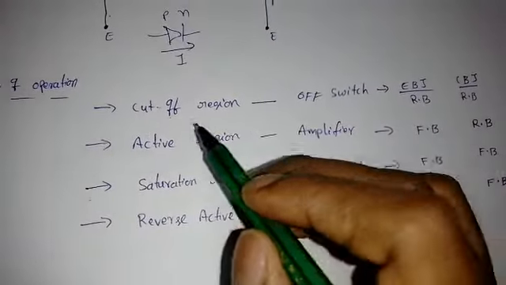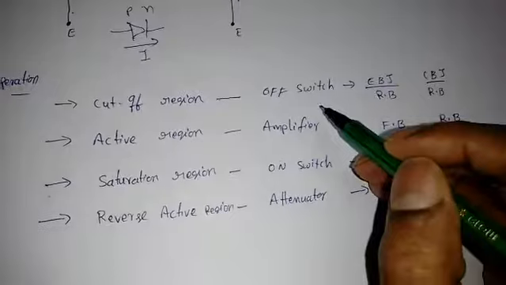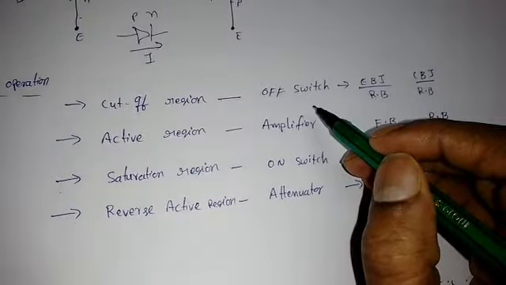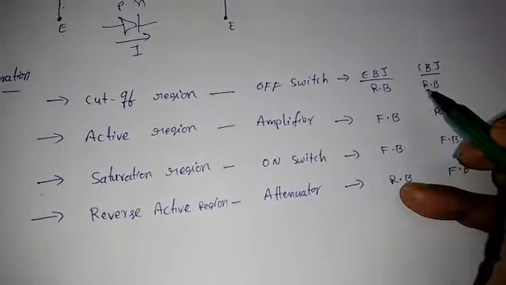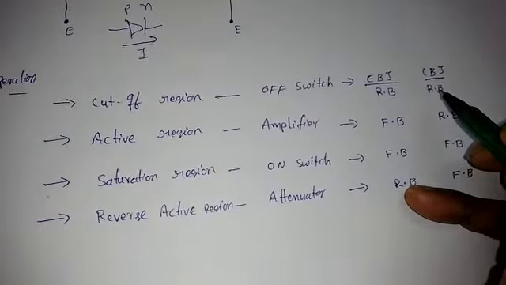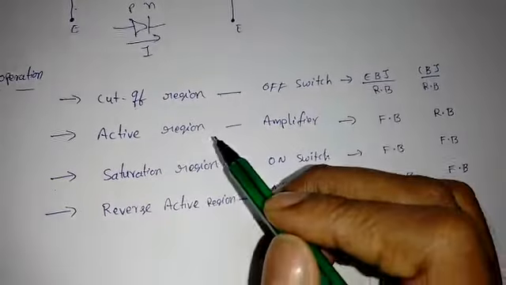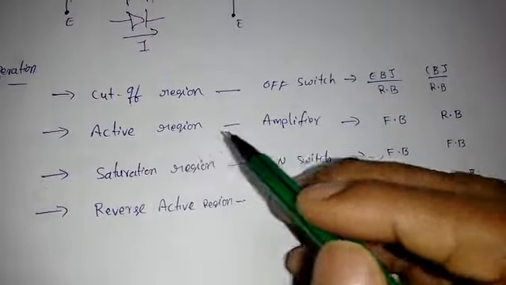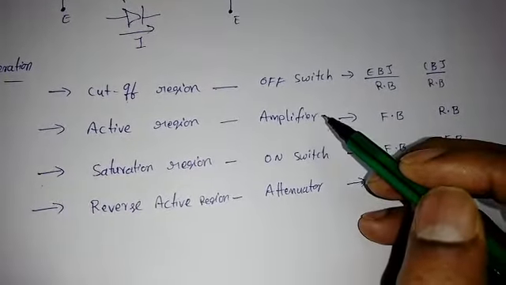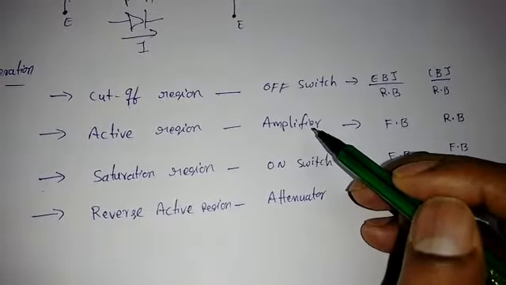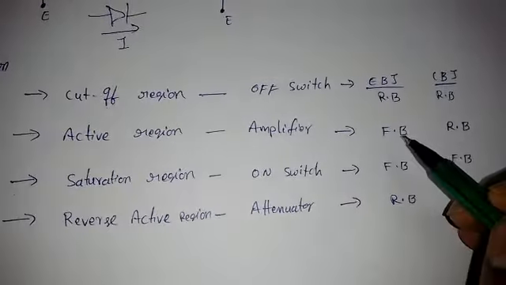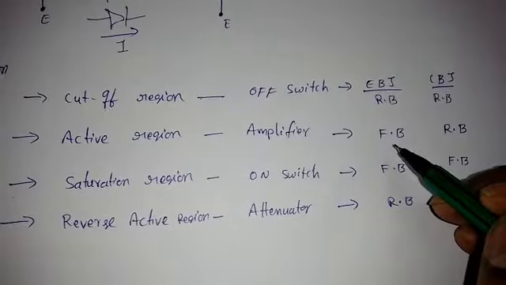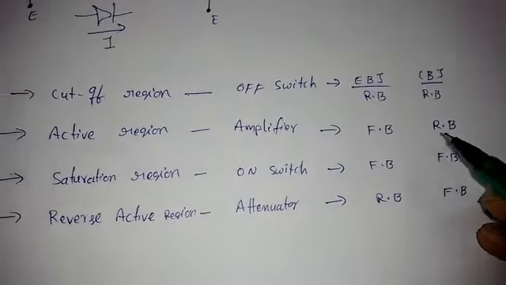There are four types. Cutoff region: it is like an off switch. Cutoff means both junctions are reverse biased, so the current is approximately 0. Similarly, in the active region it acts as an amplifier, that means a small change at the input gives a large change at the output, so that's why it gives amplification. The reasons are that the emitter base junction should be forward biased and the collector base junction should be reverse biased.